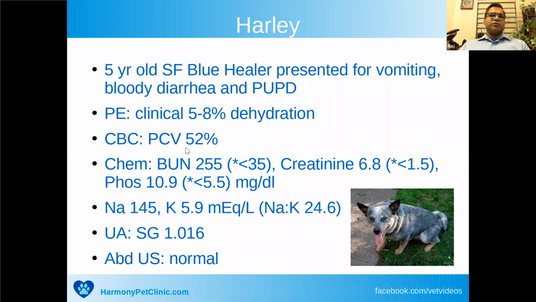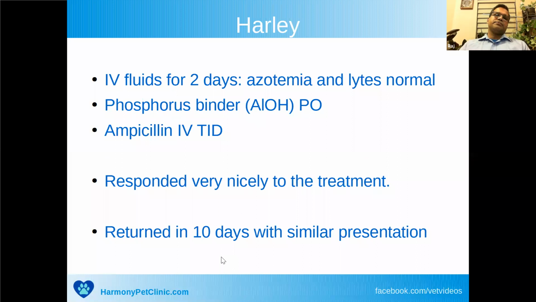On CBC, PCV was increased. Everything else was normal. On chemistry, blood urea nitrogen was increased, and the starred values are normal values. Creatinine was increased and phosphorus was increased. There was a low sodium and high potassium, and this was the sodium potassium ratio. Urine specific gravity was isosthenuric, and quick abdominal ultrasound was normal on this pet.